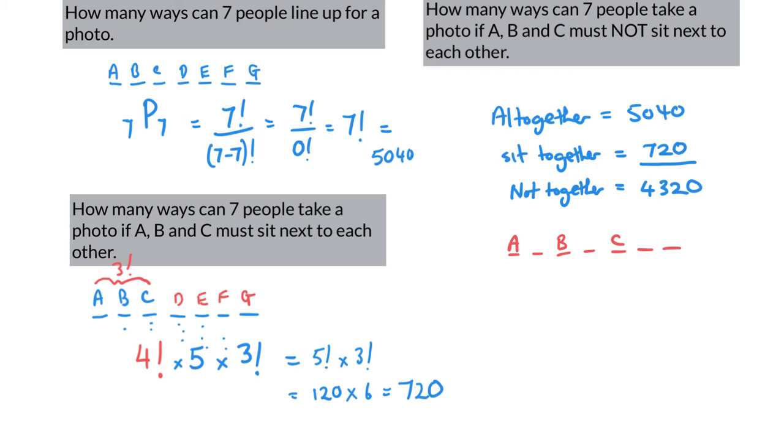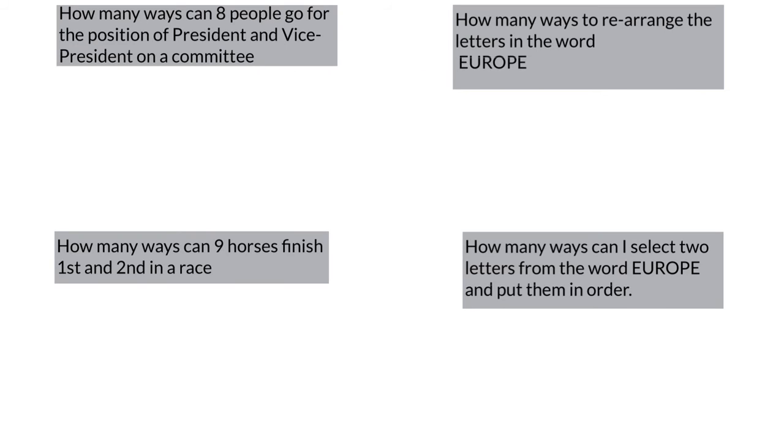Now, remember, not together doesn't necessarily mean A, B, C like that. What it could be is all 3 not together. So it could be A next to B, then a gap, then C, and then the other 2. 1, 2, 3, 4, 5, 6, 7. So it doesn't mean that all 3 will not be together, but it could be that A and B are together, B and C, but not all 3 at one time.